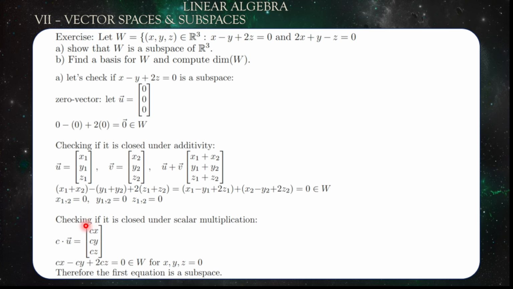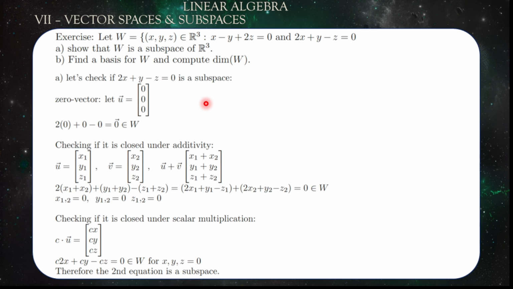Now, finally, checking if it is closed under scalar multiplication. So if you multiply u with c, you get c times x minus cy plus 2cz, which is also equal to 0 for x, y, z equal to 0. Therefore, the first equation is a subspace. So we verified that this first equation is indeed a subspace based on these conditions being met.